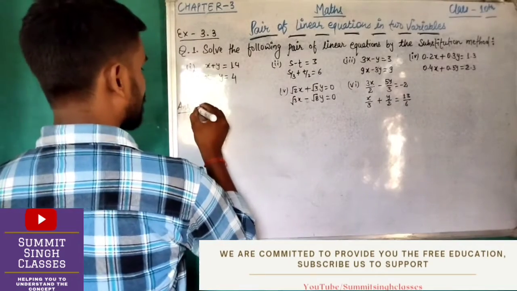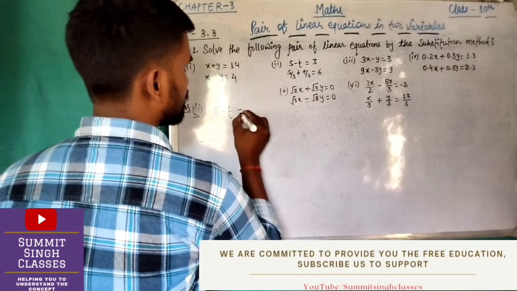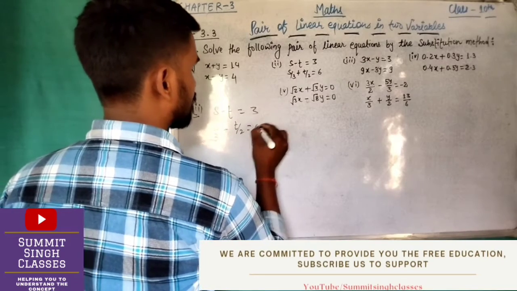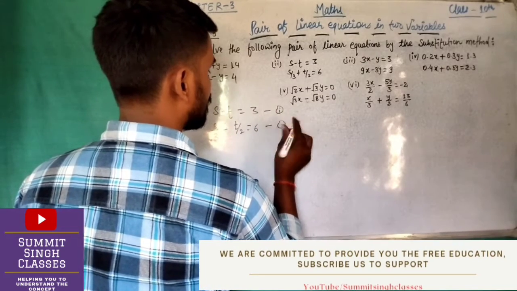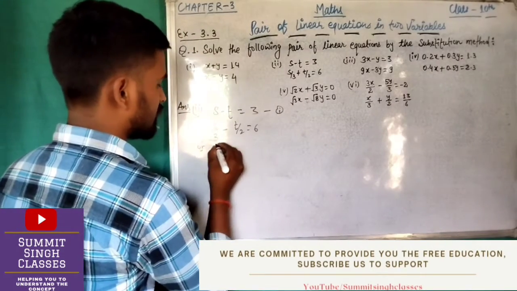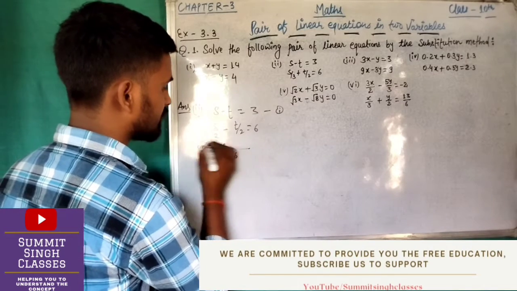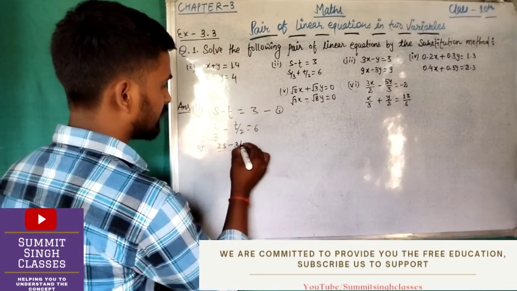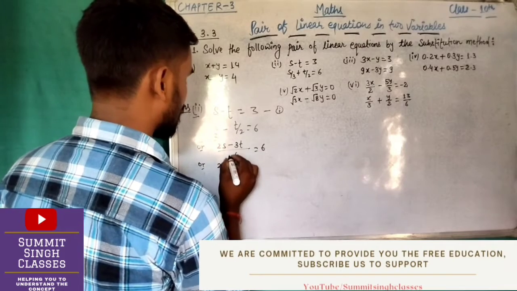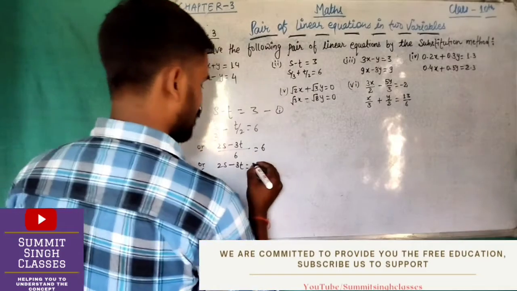So the second question is s minus t is equal to 3 and s by 3 minus t by 2 is equal to 6. This is going to be equation first and this is equation second. Let us expand this a little, and it can be written as: the LCM of 3 and 2 is 6. Multiplying this by 2, this will be 2s, minus, multiplying this by 3, this will be 3t, equal to 6 times 6, so 2s minus 3t is equal to 36.